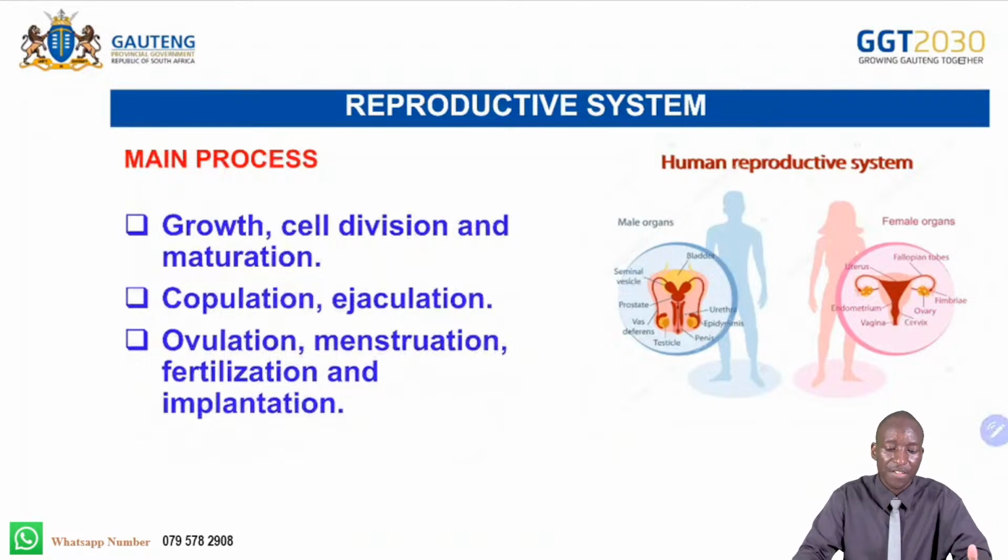Remember that these include both sides, that is the male and female reproductive processes. So, for instance, ovulation takes place only within the females. And when we talk about menstruation, it's also to do with the females. Ejaculation, males. That's where it also fits in.